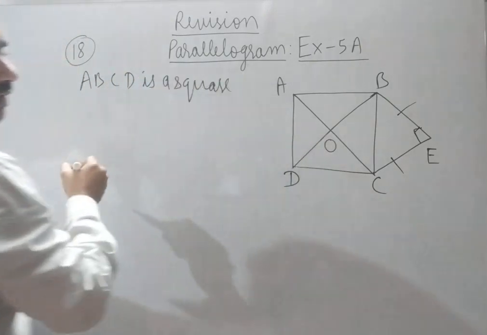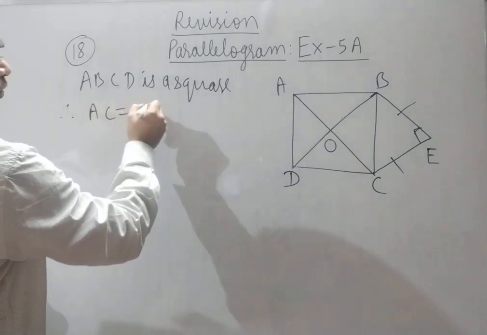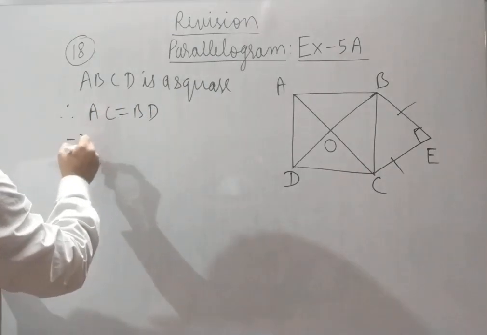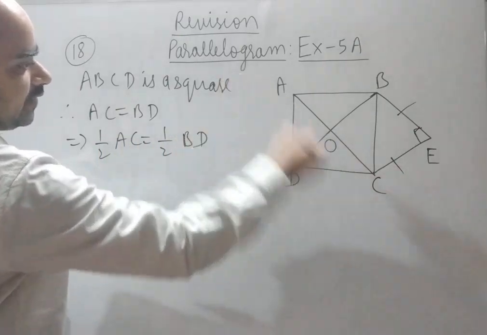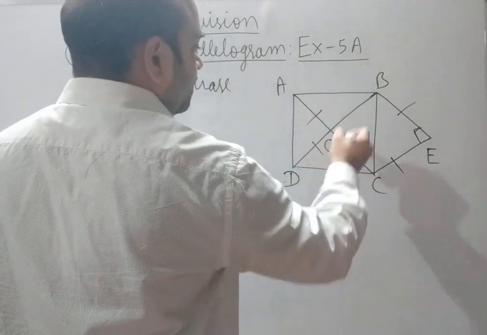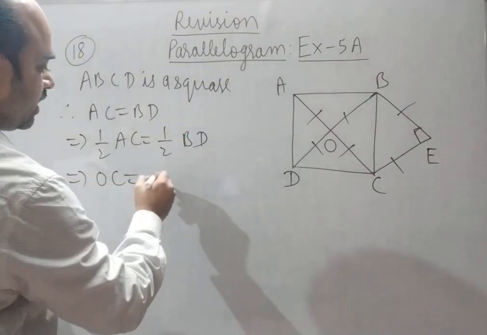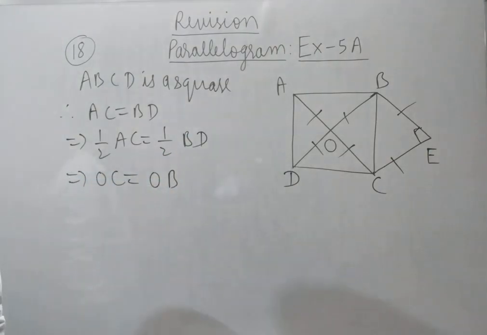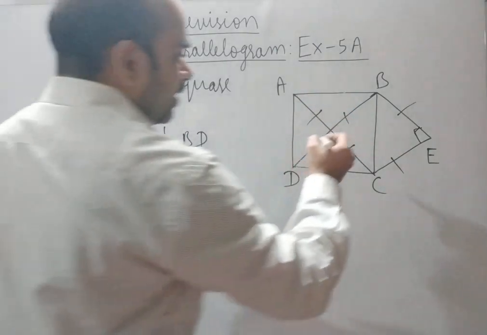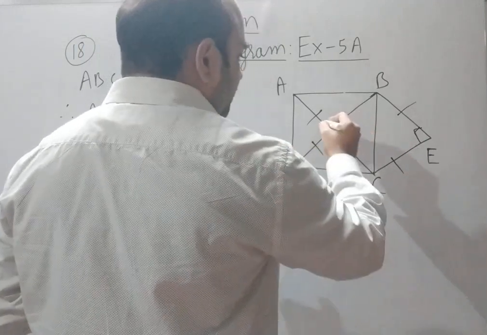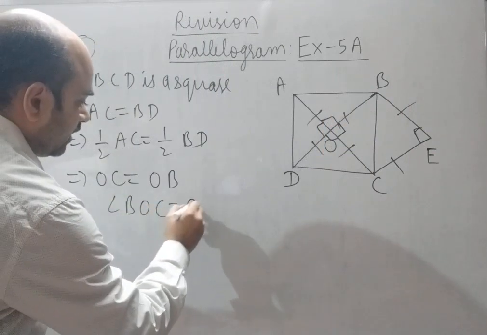therefore diagonals will be equal. Therefore AC is equal to BD and half AC is equal to half BD. All the four parts will be equal. So half AC can be written as OC. Half BD can be written as OB. Correct? So we have proved that OB is equal to OC. Already we know diagonals are equal and bisecting, and also in a square, diagonals are perpendicular. It means angle BOC will also be 90 degrees, correct?